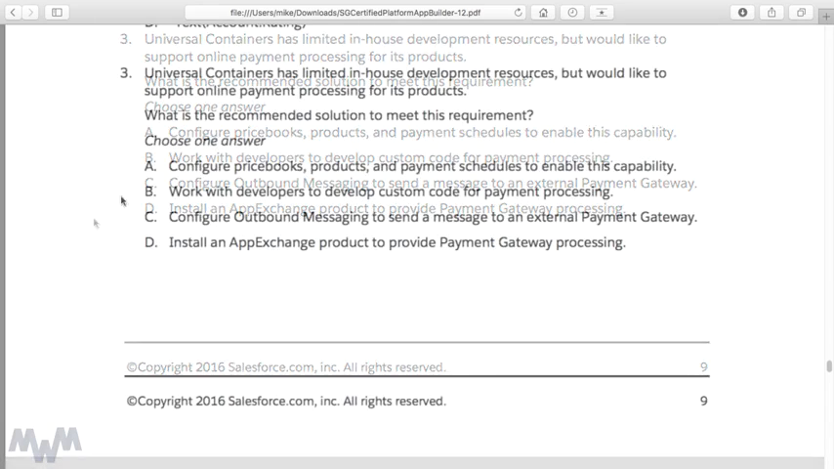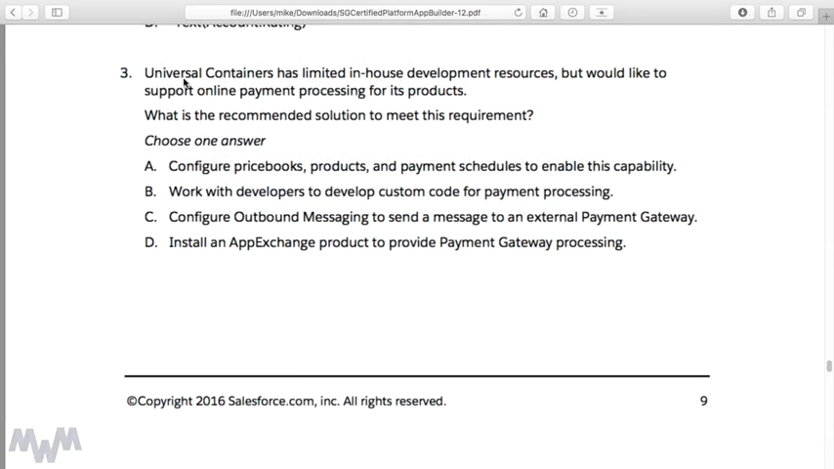And so Universal Containers is a fictional company that Salesforce refers to a lot. It's a shipping container company, and it's a fictional company that they have for a lot of their scenario-based questions on their exams. So if you see Universal Containers, that is a fictional company that Salesforce is referring to, and it's scenario-based for these questions.